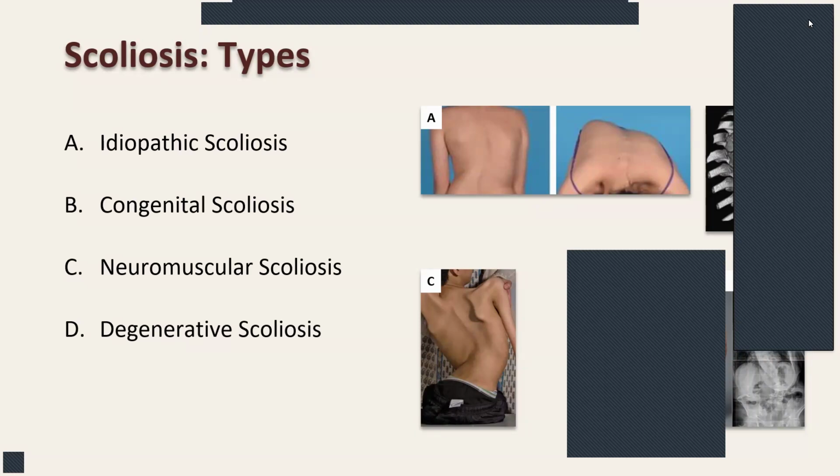Research does indicate, though, that it tends to run in families, indicating that there is a genetic link. And like I said, it's generally diagnosed between the ages of 10 and 18 years, and it's actually more common in females than it is in males.